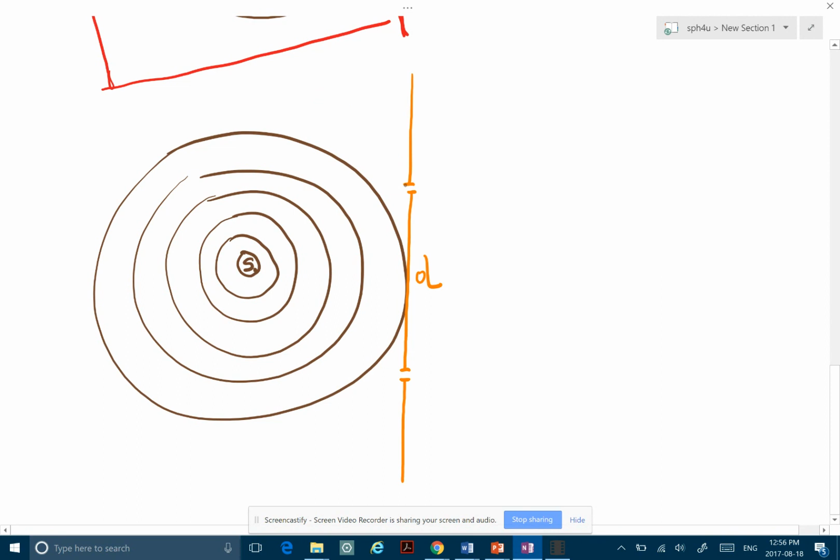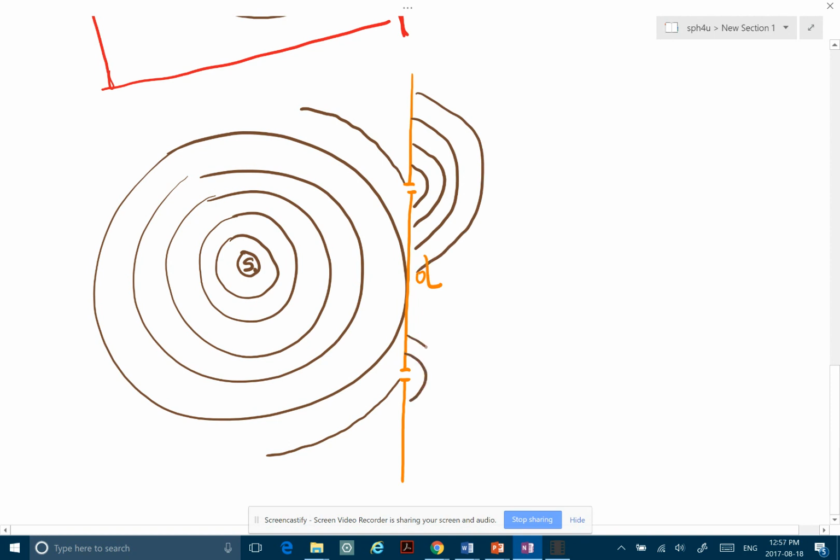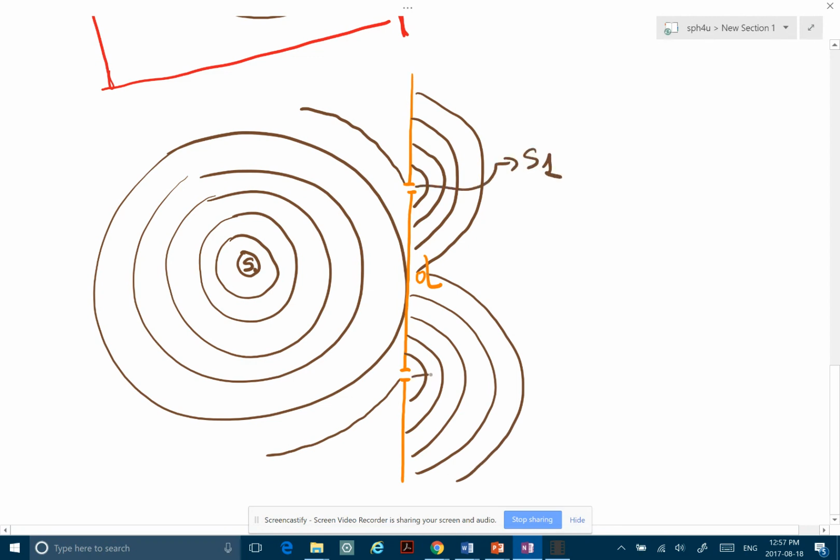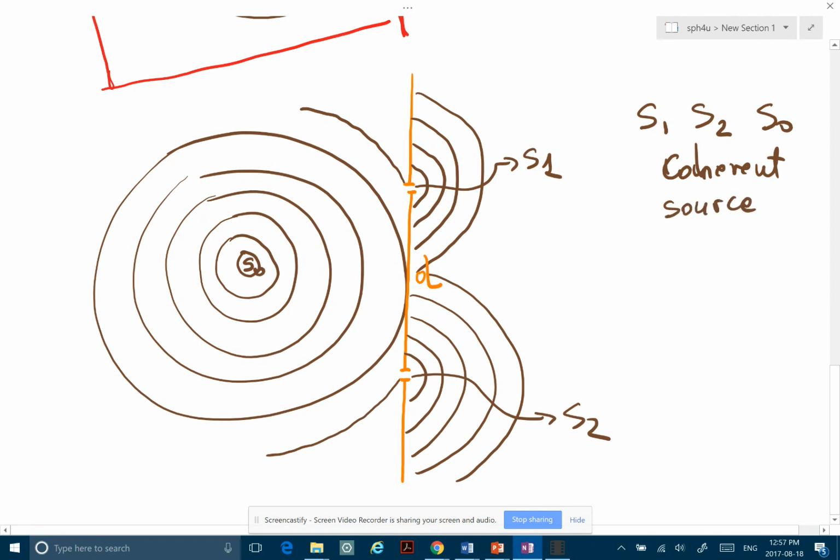Which means if a front wave has reached this point, on the other side of the wall, there will be two sources now that are transmitting on this space. So now this is source number one, this is source number two, this is the original. Source number one, source number two, and the original are all coherent sources, for the obvious reason based on Huygens principle.